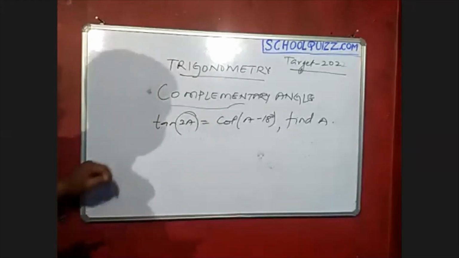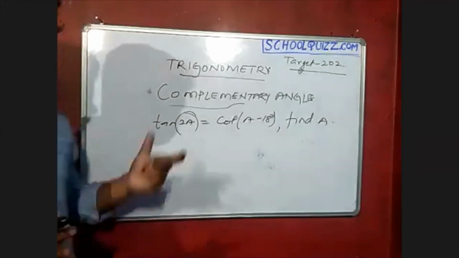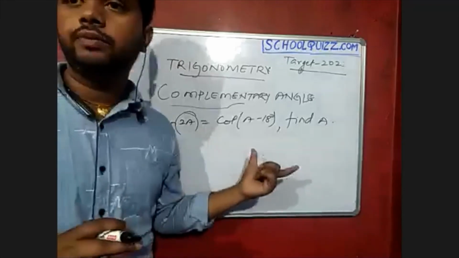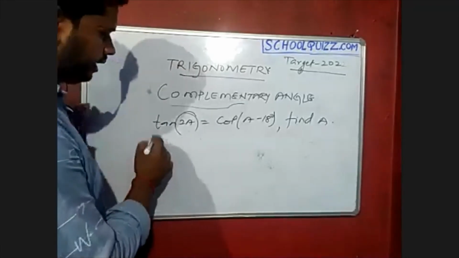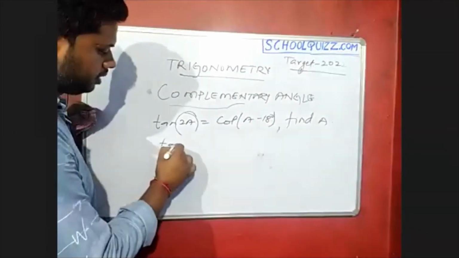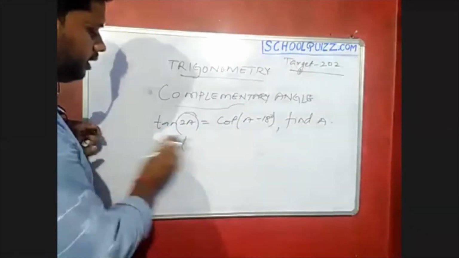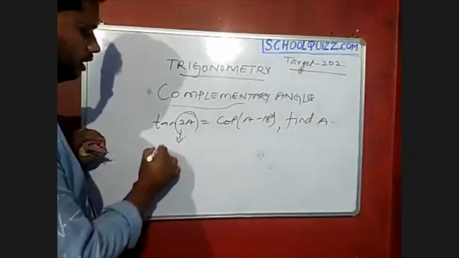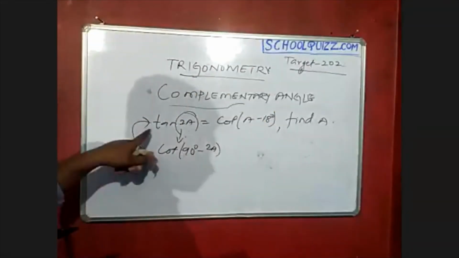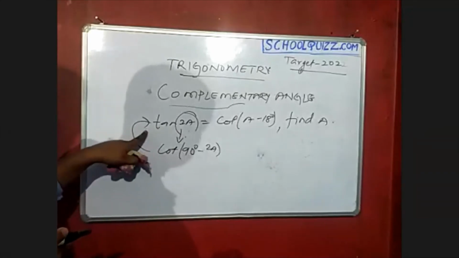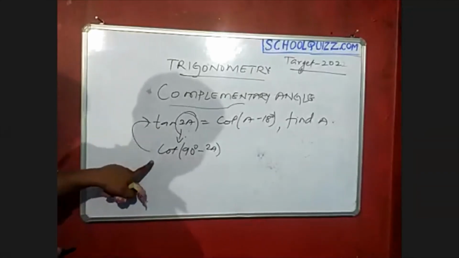So the conclusion we are getting is that the questions are from complementary angles. So how can we do it? Can I change tan in terms of cot? cot of 90 minus 2a. If I change to these ratios, I'll get tan 2a. So before this step, I can write it like that.